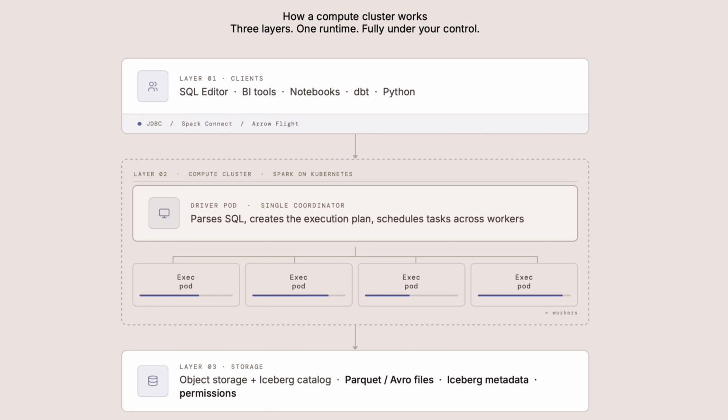Notice that gap between the compute layer and the storage layer. That separation is the whole point. The cluster can scale up or down, restart, or be replaced entirely without touching the data. The data has no idea what the cluster is doing. They are independent. This is what decoupled compute and storage actually means in practice. Not a marketing phrase, a physical separation between where processing happens and where data lives.